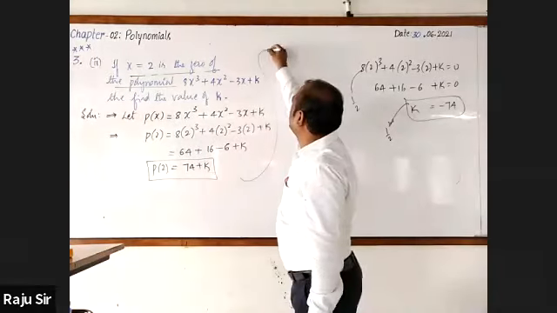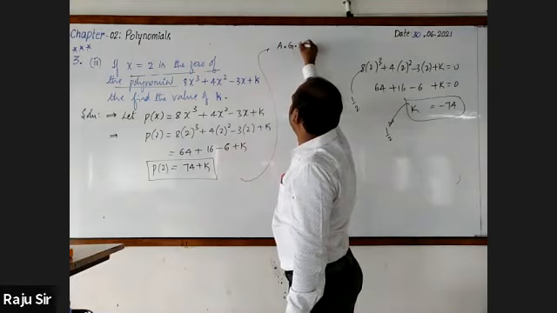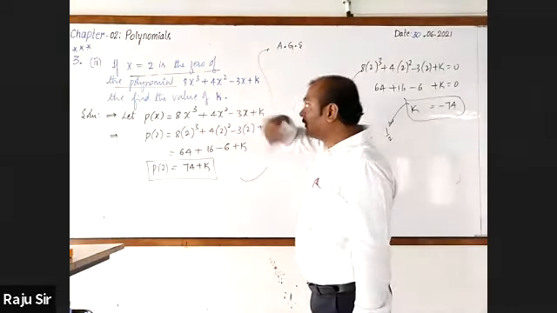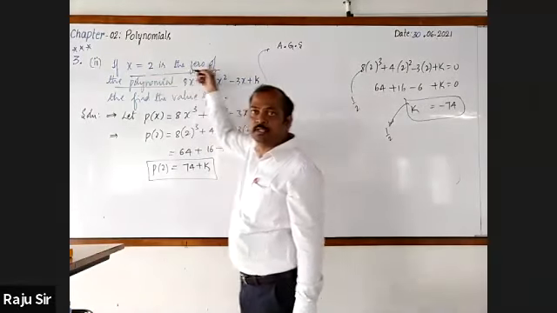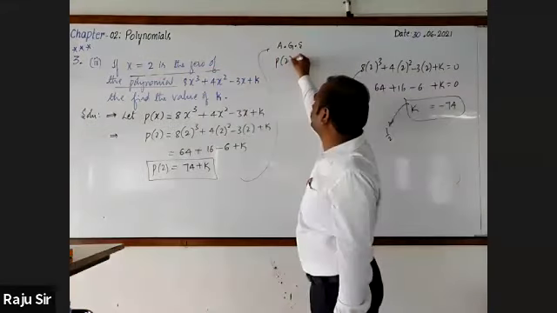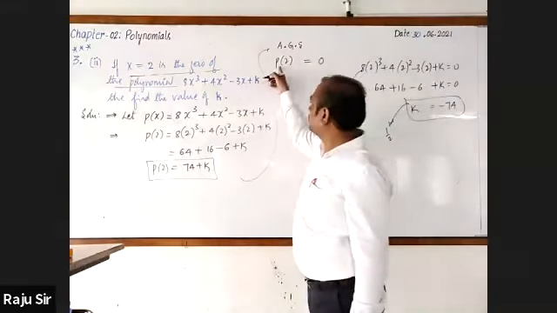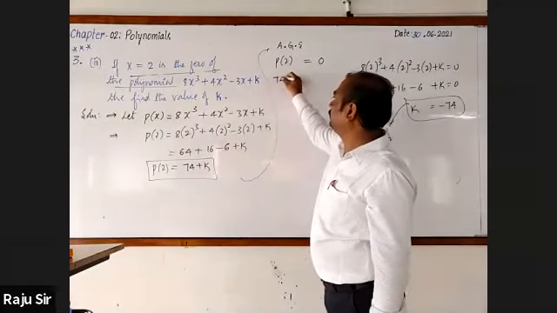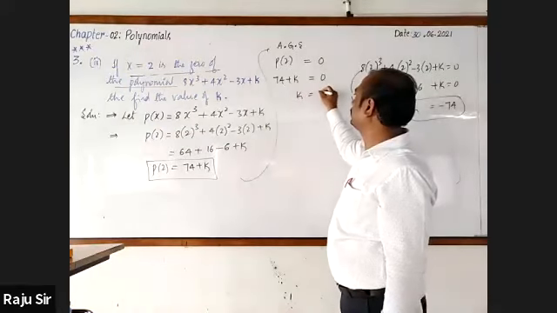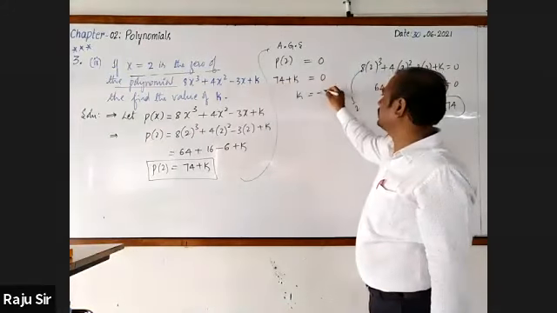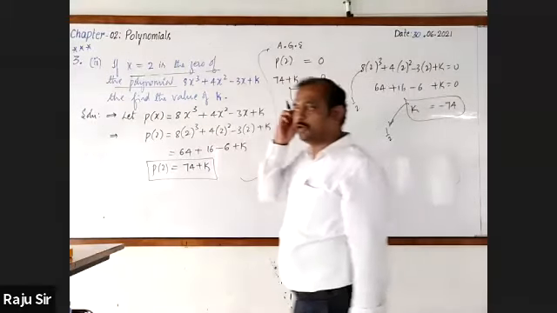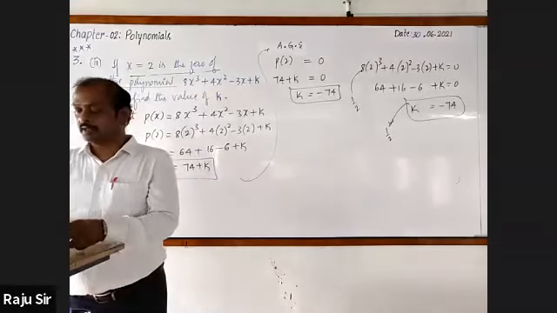Then, according to the given statement, they have given that p of 2 is the 0 of the polynomial, hence p of 2 is equal to 0, where p of 2 is 74 plus k. This is equal to 0. Now k is equal to, transfer 74 to the right hand side, it becomes minus 74. Therefore, the value of k is minus 74.